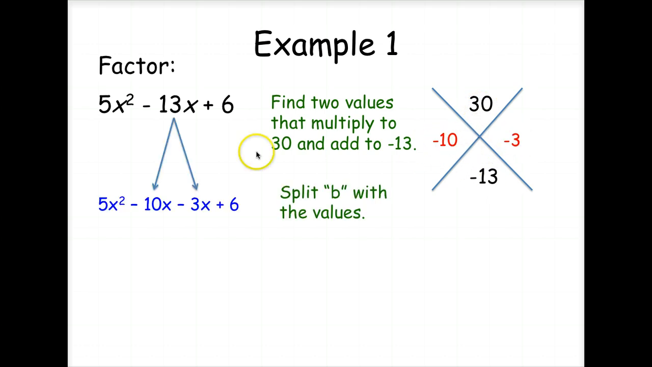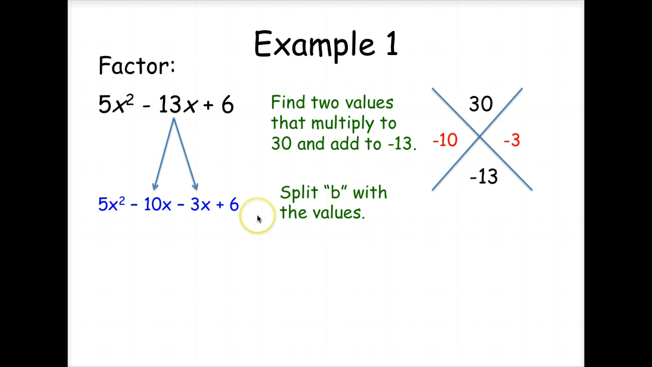So I simply split those values. You write down your first term and your last term, and I put negative 10x and a negative 3x because those are the factors I found. Don't forget to write the x with them. That's a mistake a lot of students make, and then they end up combining these as like terms.